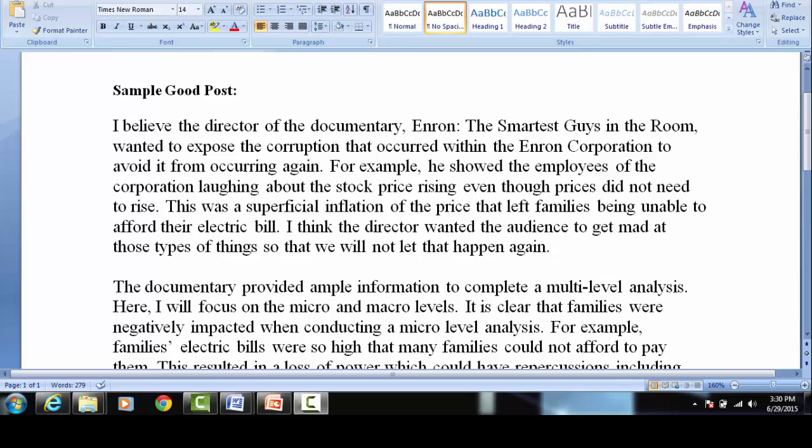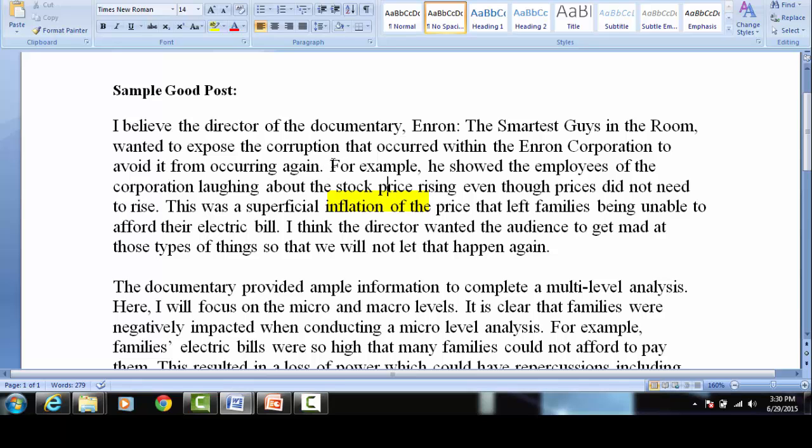Let's take a look at a good response to that Enron discussion board prompt. First of all, the question begins with, what do you think the director of the documentary wants people to know? The good post begins with, I believe the director of the documentary wanted to expose the corruption within the Enron Corporation. The first sentence clearly answers the first question raised by the prompt and uses some of the same key words. The student continues this pattern of response. The prompt states, what is one of the main points of the movie the director might want people to think about or share? The student then gives an example and uses the transition for example.